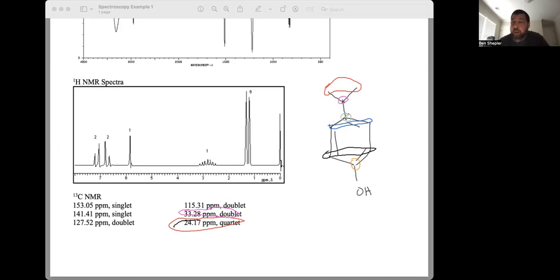Okay, now tell me about the green and the orange signals. Each of those carbons has no hydrogens. So what are they going to show up as, in terms of their multiplicity?